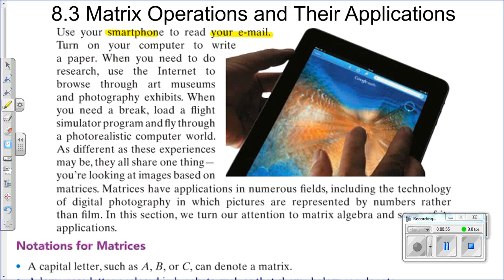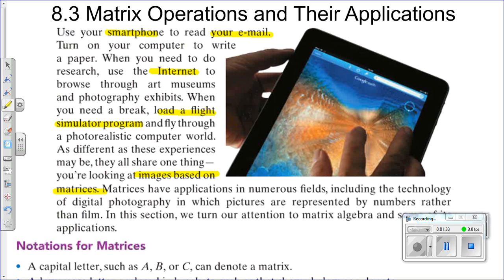So you use your smartphone to read your email, turn on your computer to write a paper. When you need to do research, you use the internet and browse through art and museums, and photo exhibits. When you need a break, load a flight simulator program and fly through a photorealistic computer world. Okay, I don't know if all of that applies to you, but I'm sure your smartphone does. As different as these experiences may be, they all share one thing. You're looking at images based on matrices.